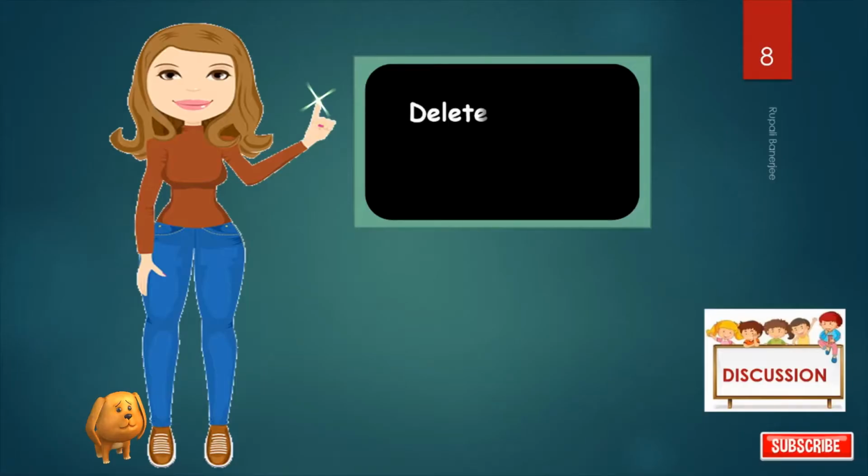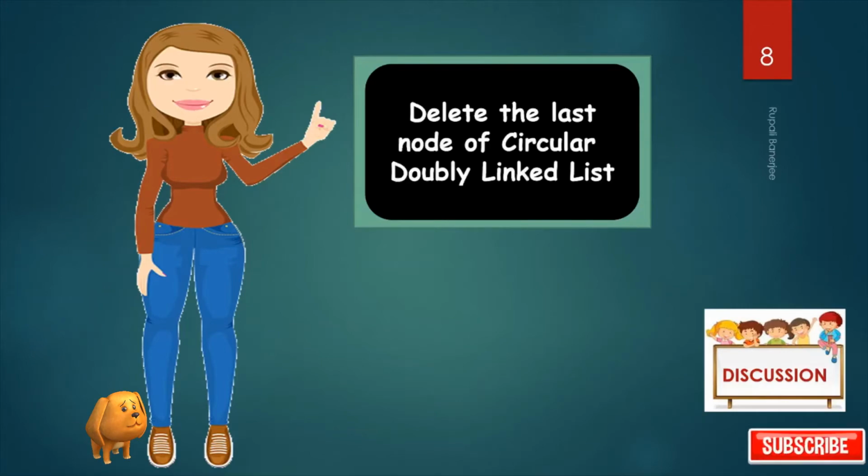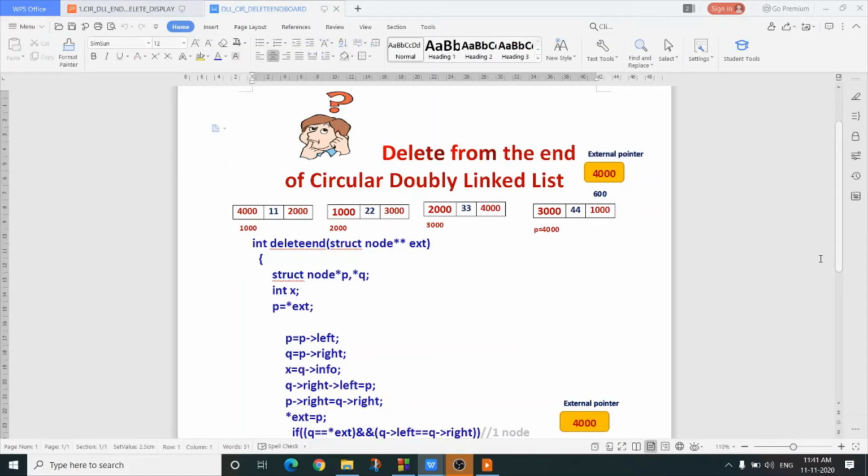Our next operation is to delete the last node of a circular doubly linked list. See the discussion first. Delete from the end of circular doubly linked list. The function name is deleteend. Here I am passing the address of the external pointer or header, that is this 600. And the deleted node's info part I have to return. All info parts are integer, so the deleted node's info part will also be integer, and so the return type is integer.